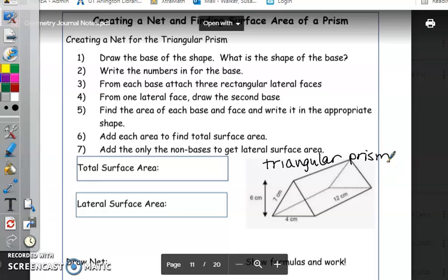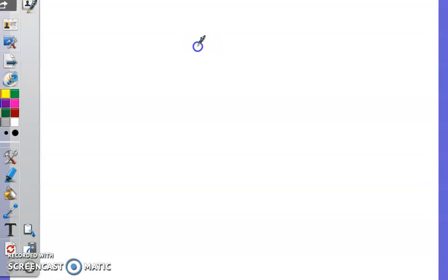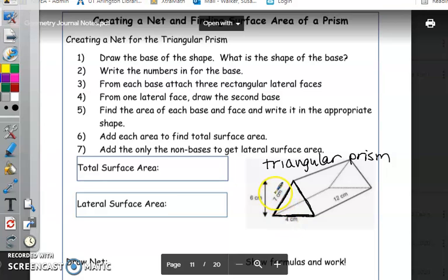So since this is a triangular prism, this is my base. It's not what it is sitting on. What I notice is I have 4 here, 7 here, and it gives me a number here, which is 6. So I'm going to come here, and I'm going to draw my base. So it was 4, 7, 6.